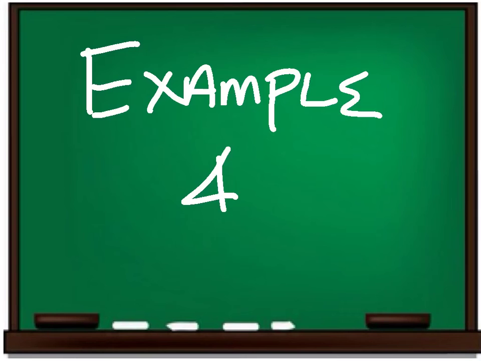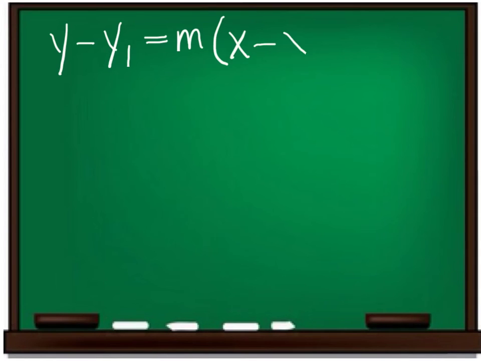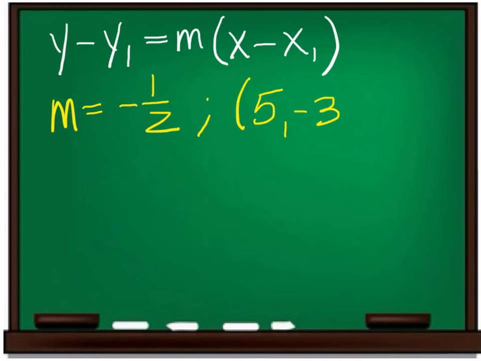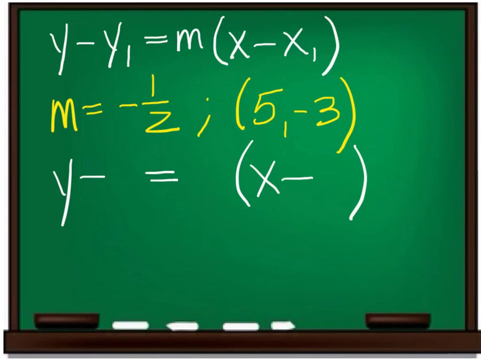Here's example 4. Don't forget that point slope form is y minus y1 equals m times the quantity x minus x1. The problem I'm giving you is the slope is a negative 1/2 and the point is 5, negative 3. The first thing you should do is write the point slope form of the equation of a line, but leave out the x1 and y1, as well as the m for the slope. And then go back and fill in what you know.